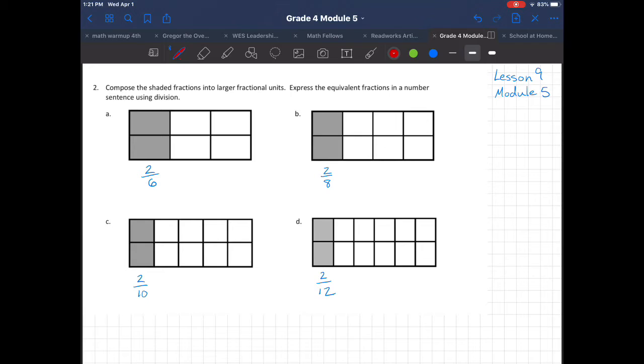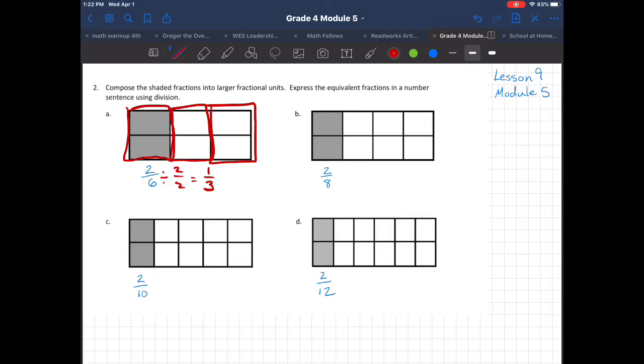Okay, number 2. Compose the shaded fractions into larger fractional units. Express the equivalent fractions in a number sentence using division. So we've got 2/6 here. We're going to compose that into thirds. If we divide this by 2/2, we'll get 1/3.